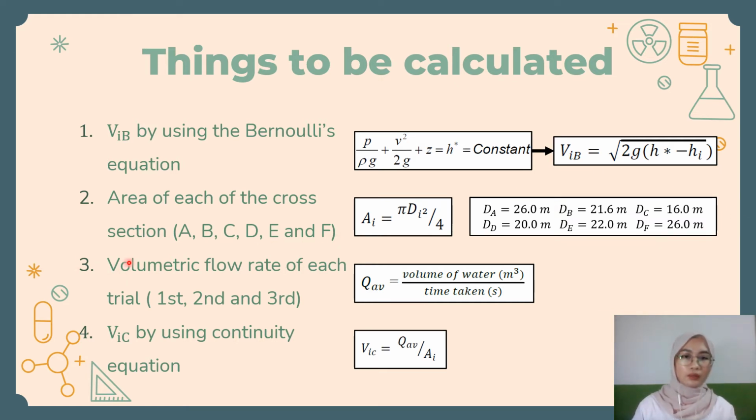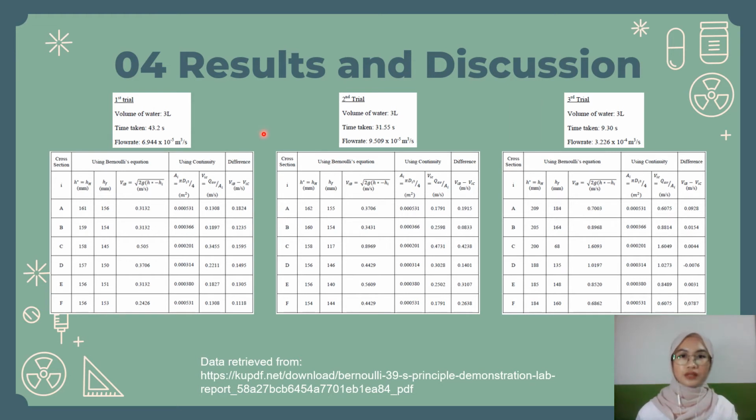The third thing to be calculated is the volumetric flow rate of each trial, using Q equals volume of water over time taken. And the last thing to be calculated is VIC, using the continuity equation, which is V equals Q over A. These are the results of the experiment.